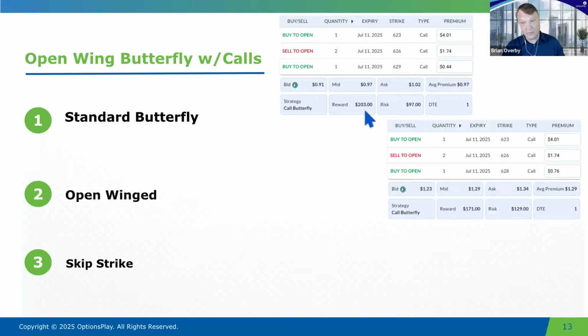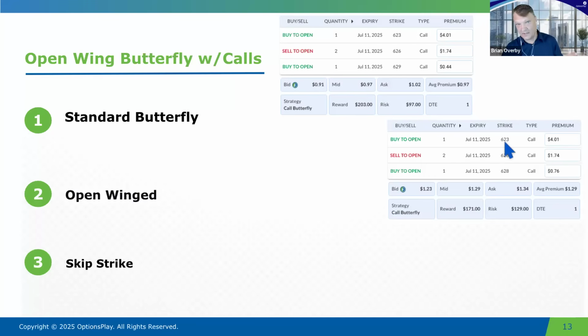So the reward is $2.03, the width between the strikes plus that. So you're paying 97 cents, and obviously a solid risk reward. But if I put this on for $1 and I could take it off for $1, I'm definitely going to do that if I made 100% on that trade. Now, here's the open wing.